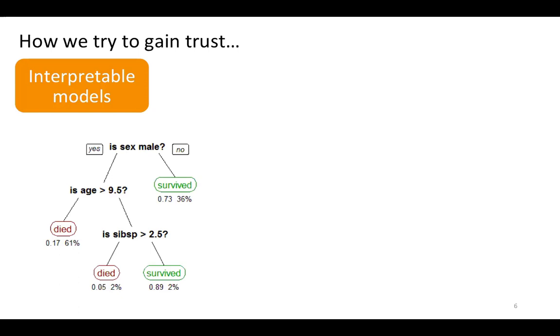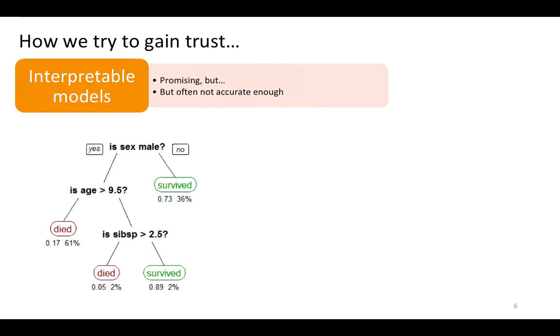What is the caveat? Lacks in accuracy. Very good. Look at those numbers: 36%, 61%, 2%, 2%. While the model assigns very high probabilities to certain levels, the actual accuracy, when you compare with the ground truth, is much, much less. So this is a problem with this kind of model. Although these models are interpretable, their accuracy is really poor.